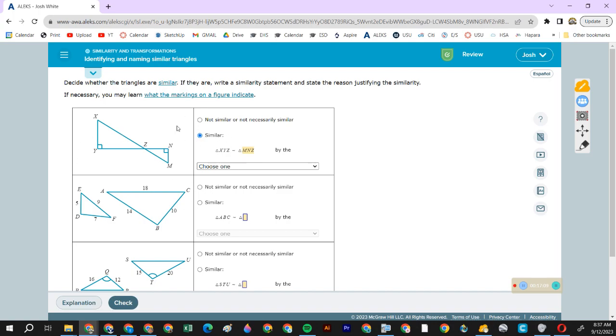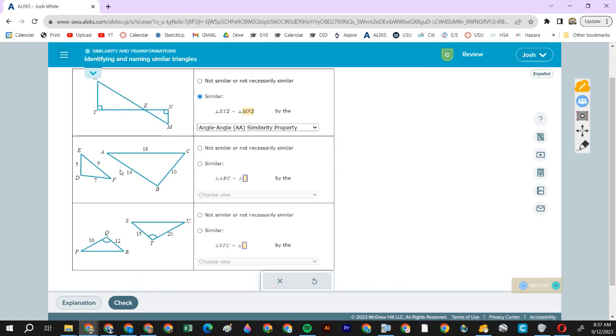And then what rule are we using? Well, there are only three rules. Either two angles match, three sides are proportional, or there's another one, the side angle side similarity. So this would be angle angle. Okay. Now we check this one. 18 divided by 9 is 2. 14 divided by 7 is 2. 10 divided by 5 is 2. They were all equal to 2, so the answer is yes.